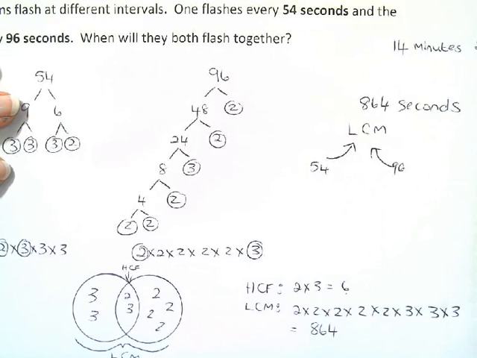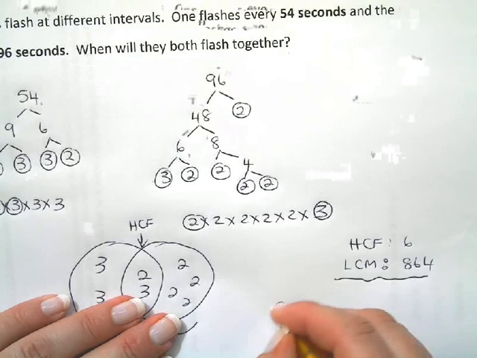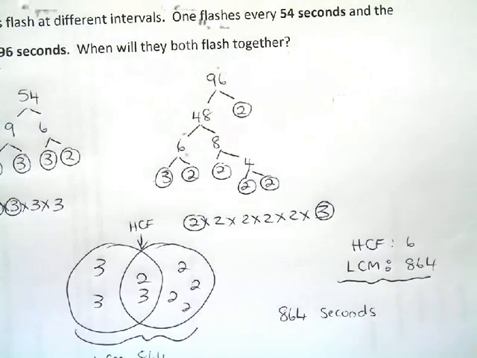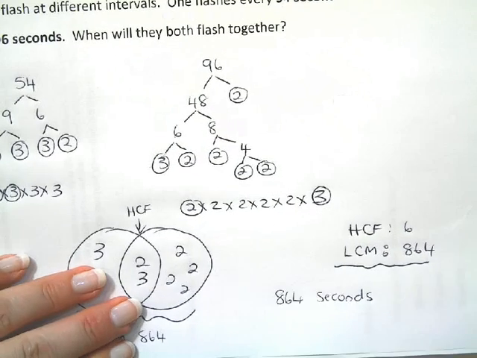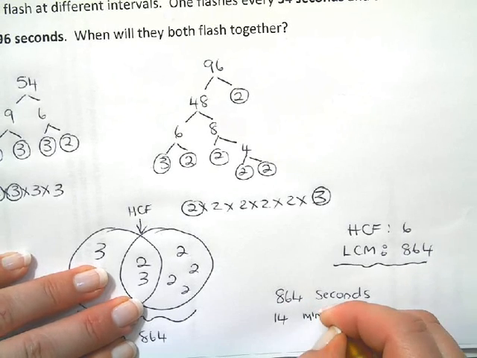Common multiple, 864. So they flash together every 864 seconds. And if we want to find out how many minutes that is, we're simply going to divide by 60, which works out to 14 minutes and 24 seconds.